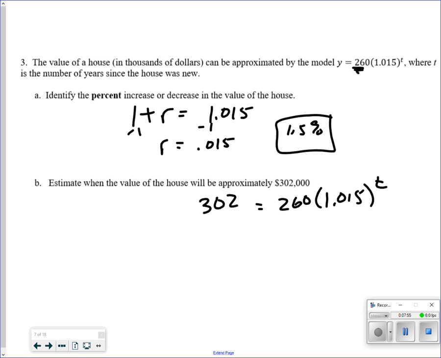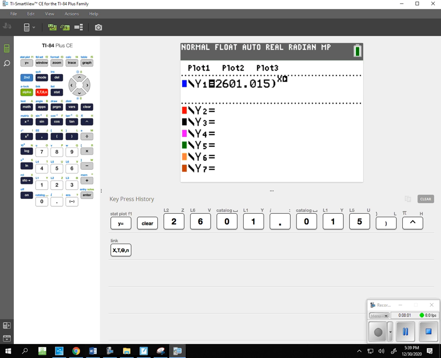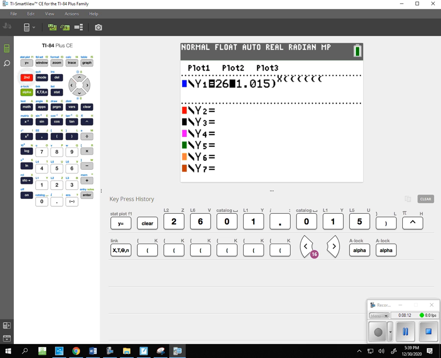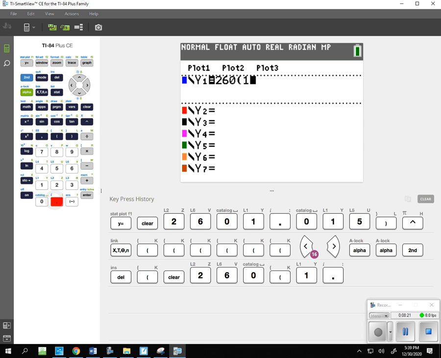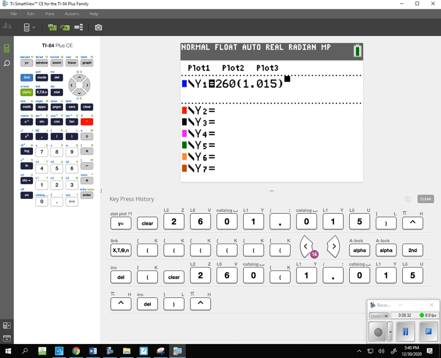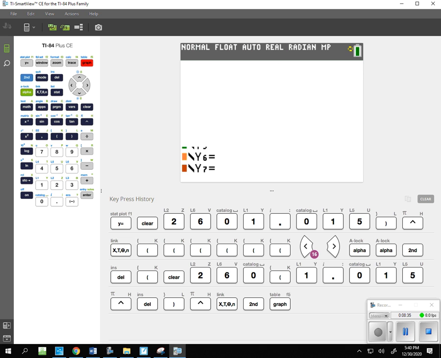So y equals 260, 1.015 raised to the t, and we're just going to use an x on the graphing calculator. So I went to y equals, and I need to, whoops, I need to fix this. So we're going to insert a parenthesis there. I'm just going to start over, make it easier. 260, 1.015 raised to the, let's go back, parenthesis, raised to the x. All right, so I want to know when it's 302.